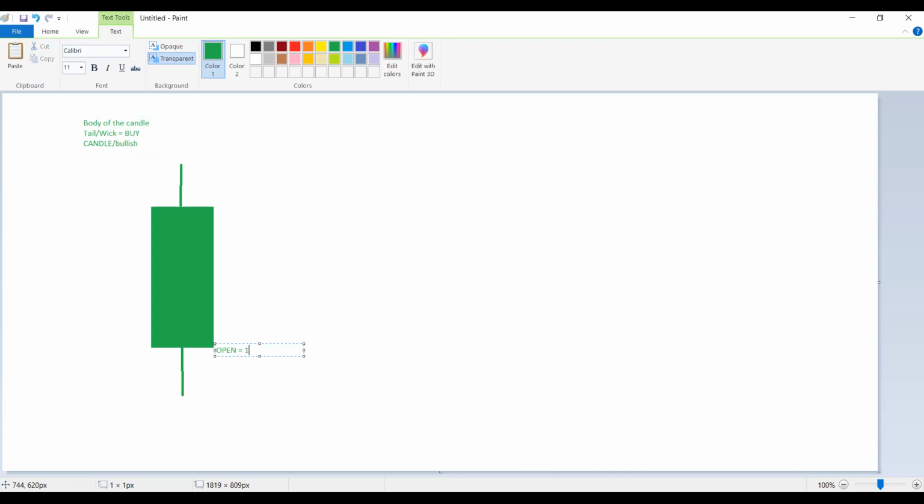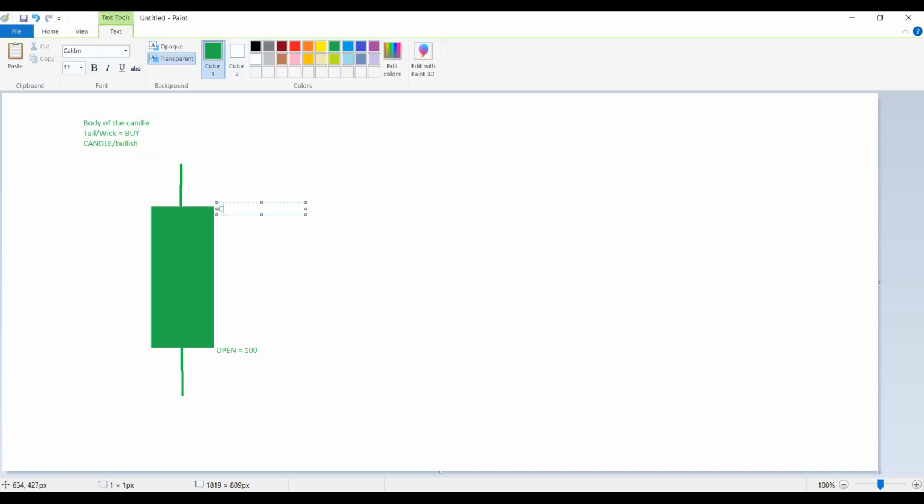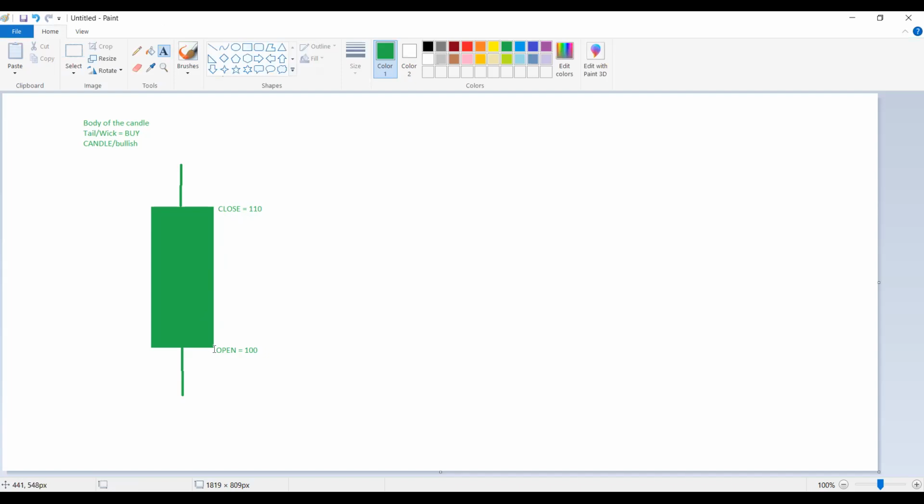So when the market opens here, say this is the open price. Open is equal to 100. Considering this as a 1-day candle, at 9:15 the stock opened at 100 rupees. Then at 3:30, it closed at 110 rupees. So open price and close price. Why is it green? Because the open price is less than the close price. The price has gone up. So this is called the open price and this is called the close price.